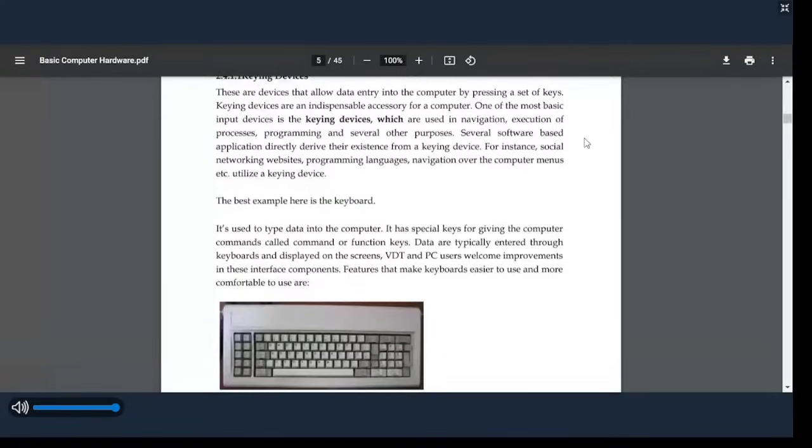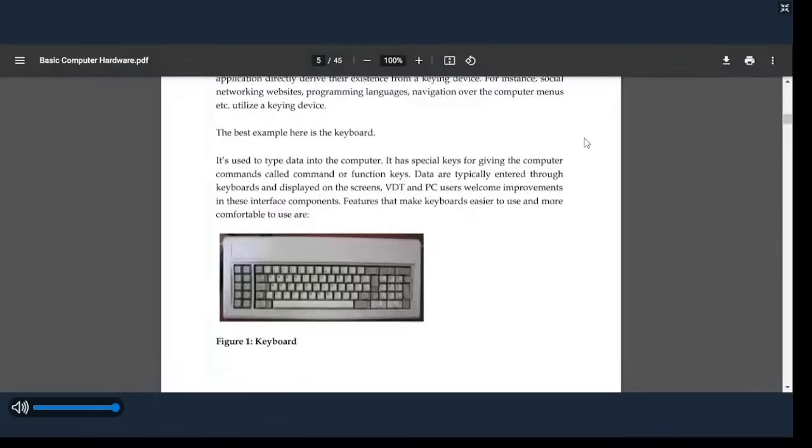So we have the keying in device. The best example is the keyboard, and you can see it here. It is used to type data into the computer. It has special keys for giving the computer commands, called command or function keys. Data are typically entered through the keyboard and displayed on the screen.